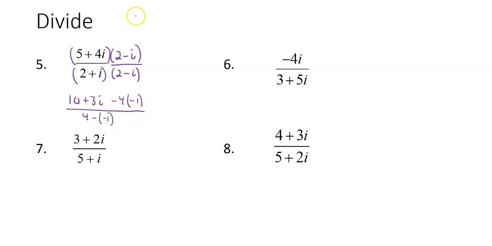Right, let me finish it up at the top here. This is a plus 4. So 10 plus 4 is 14. And down the bottom, 4 minus a negative 1 is 5. Right, so 14 over 5 plus 3/5 i. So there it is in a plus bi form.